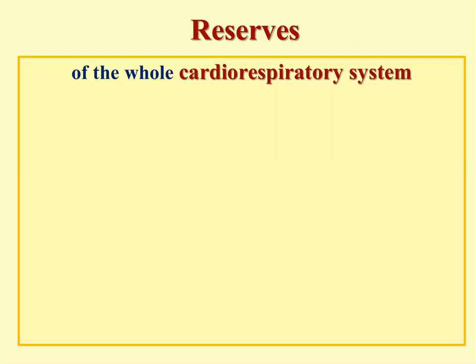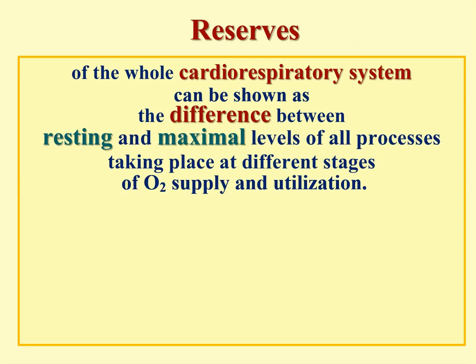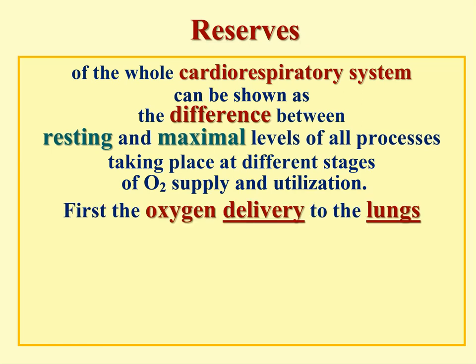We are going to calculate the reserves of this cardiorespiratory system. And these reserves can be shown by the difference between the resting, normal, regular level and maximal possible level of all the processes that take place at different stages of oxygen supply and utilization. We studied the stages of respiration, and we are going to follow exactly these stages.